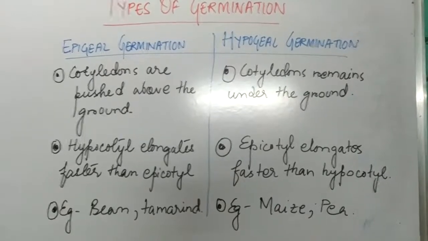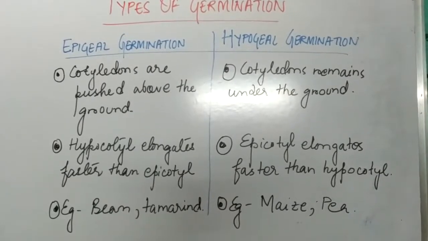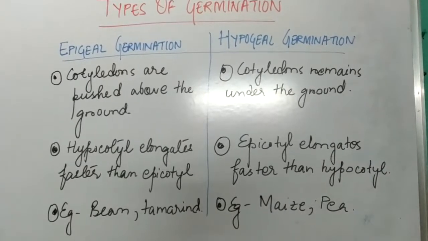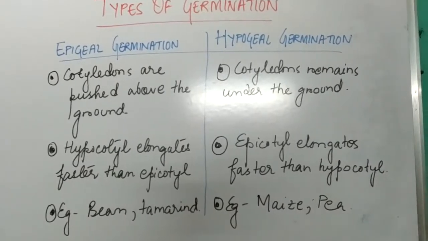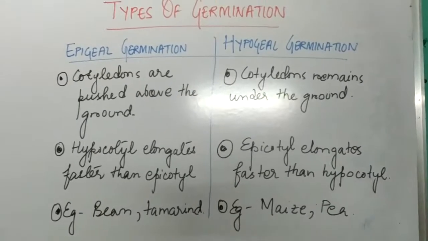In epigeal germination, examples are bean and tamarind, and in hypogeal germination, examples are maize and pea. Okay, let me describe this to you properly with the help of a live example.